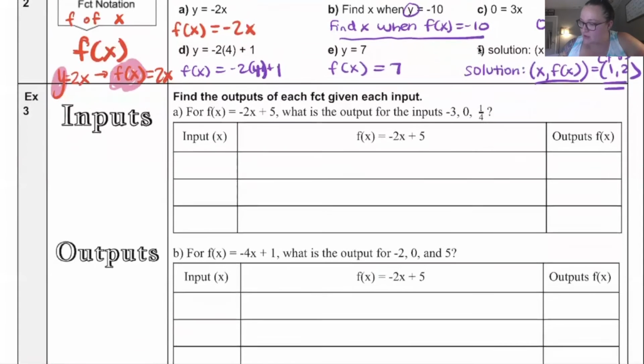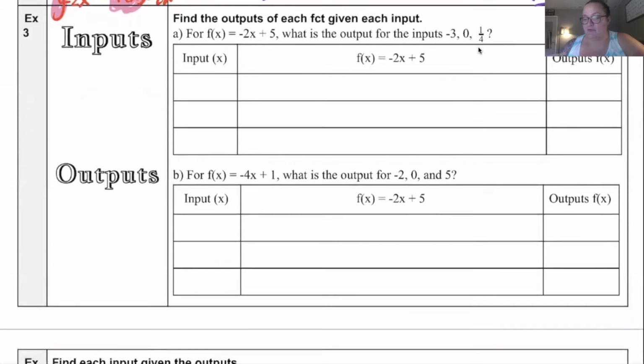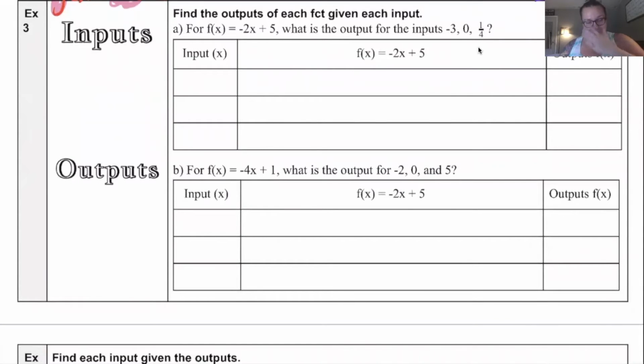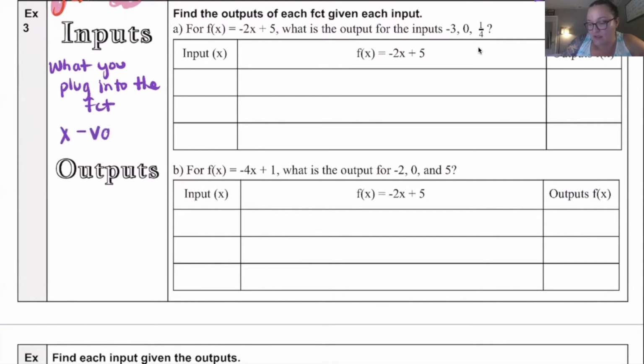Okay. Now we're going to talk about example 3, inputs and outputs. Our inputs are what we plug into the function. And normally what we plug into the function are the x values. Then your outputs are what you get out of the function. So after you plug x into the function, you get the y value.